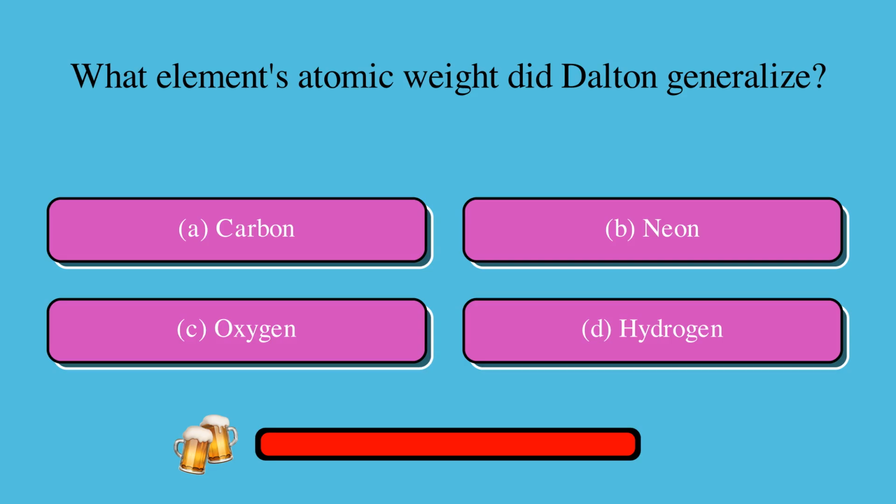What element's atomic weight did Dalton generalize? Is it A, carbon, B, neon, C, oxygen, or D, hydrogen? The correct answer is D, hydrogen.